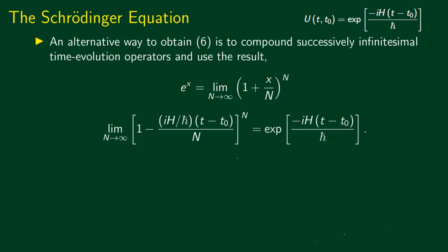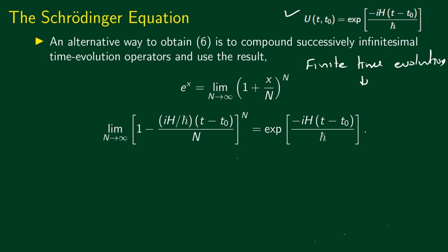Okay. There's an alternative way to obtain the same solution. The idea that we are going to use is to construct the finite time evolution out of a large number of infinitesimal time evolutions. In other words, we can build a finite time evolution operator out of an infinite number of infinitesimal time evolution operators. We already know the form for the infinitesimal time evolution operator. We can use this to construct any finite time evolution.